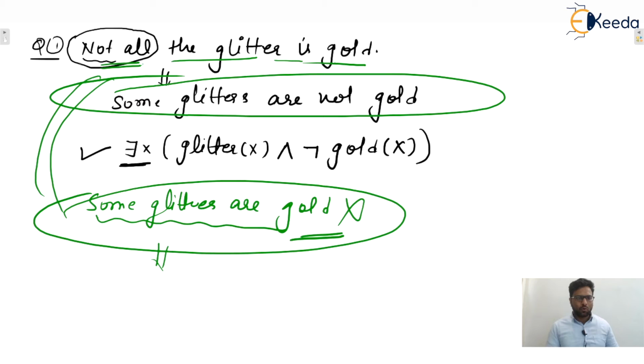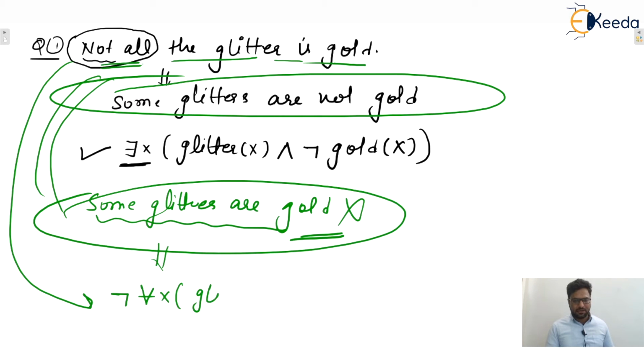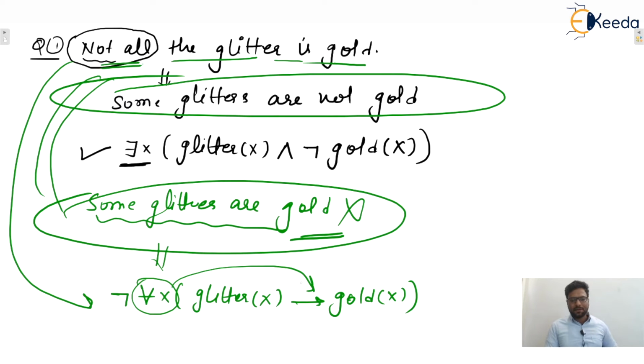If you want to write it directly, not all means not for every x, if it is glitter, implies that it is gold. Can we write it like that? If for every is there, then there will be an implication only. Now you can simplify this one. Negation of for every x becomes there exists x.